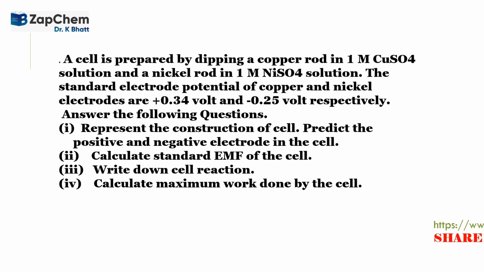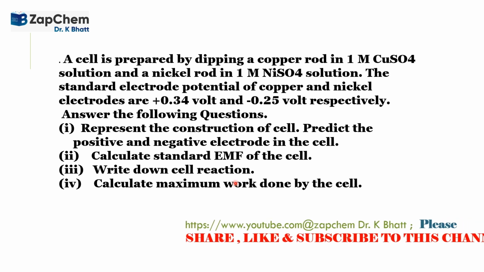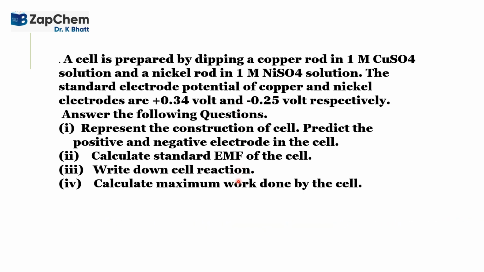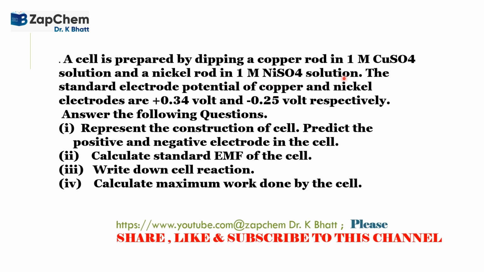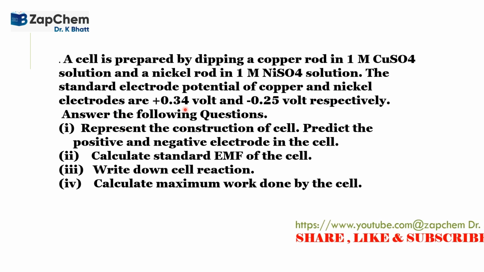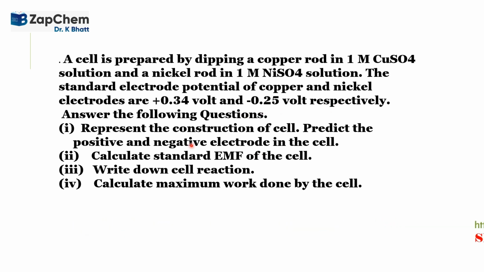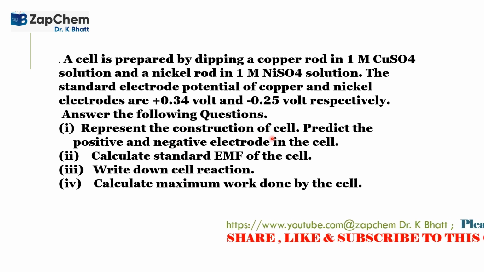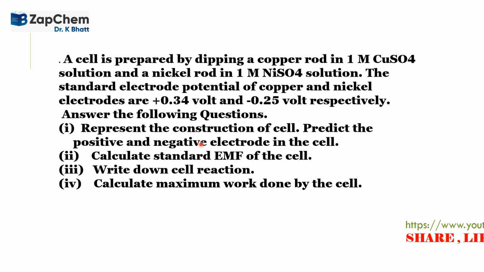Now we move to the next question. The question is quite significant, and of course it is not an objective type or MCQ type of question. Here, a cell is prepared by dipping a copper rod in 1 M copper sulfate solution and a nickel rod in 1 M nickel sulfate solution. The standard electrode potentials of copper and nickel electrodes are +0.34 volts and -0.25 volts respectively. Now we are required to represent the construction of the cell, which will be the positive electrode and which will be the negative electrode, we have to point out.